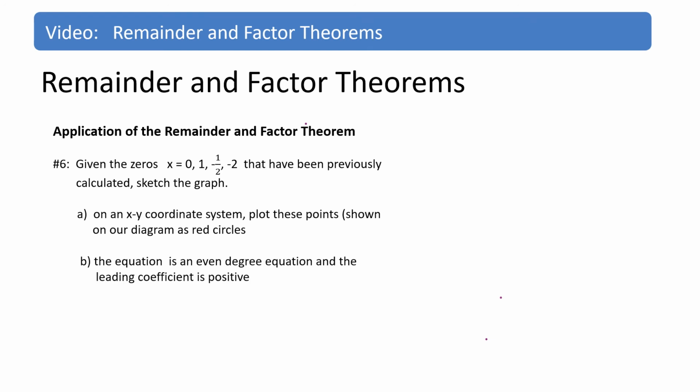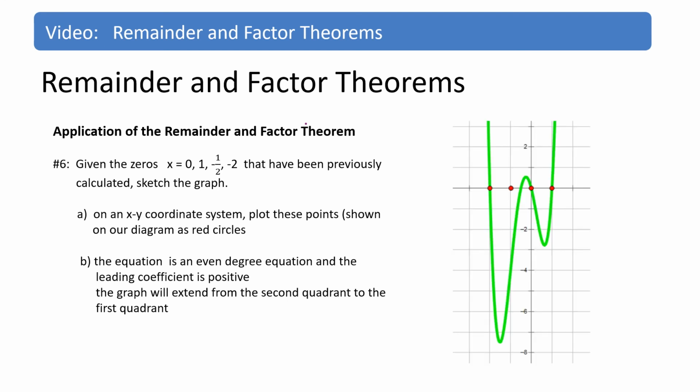The equation is an even degree equation and the leading coefficient is positive. The graph will extend from second quadrant to first quadrant, looking at the charts we did in our previous slideshow. So the red dots equal the zeros or the x-intercepts, and we can see that we started in the second quadrant and we've ended up in the first quadrant.